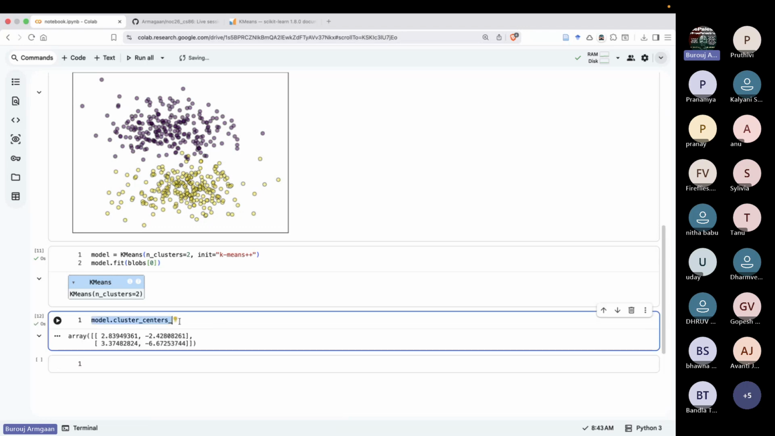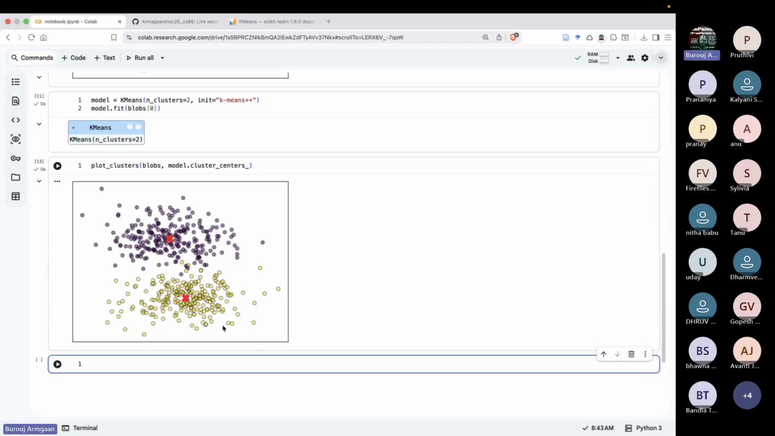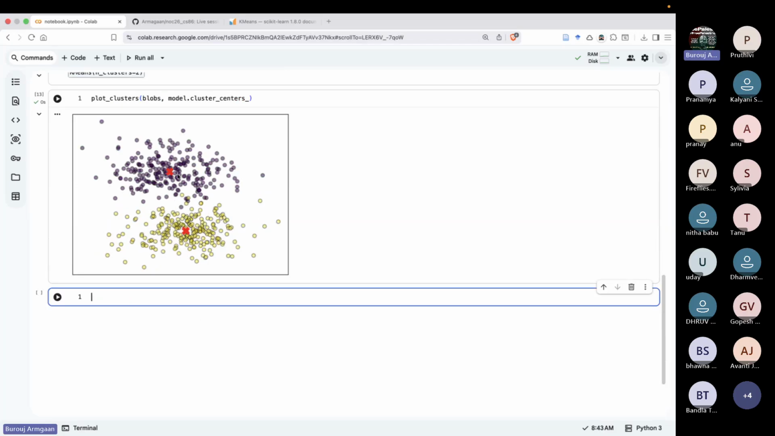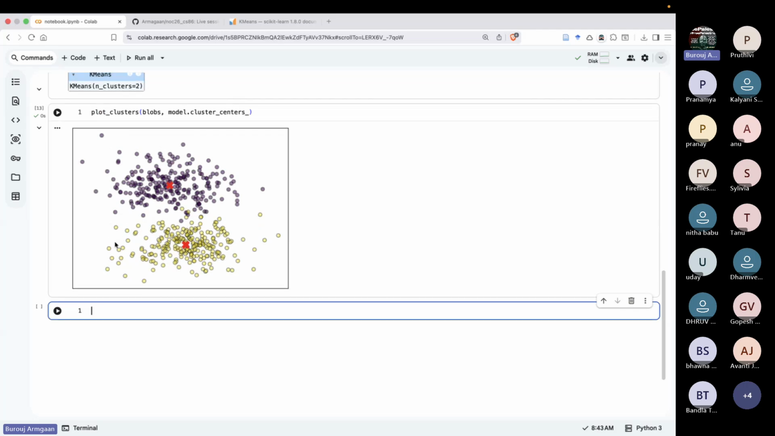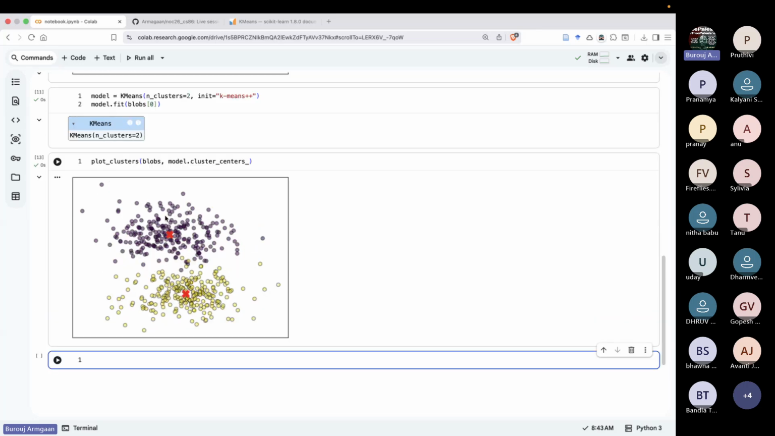Now, because we have these, we can say plot clusters, and we will supply our blobs, but this time we also have the centers. So this is our result. K-means correctly identified that one of the centers should be here, the other center should be here. Now let us look at a few more examples. So this one works.